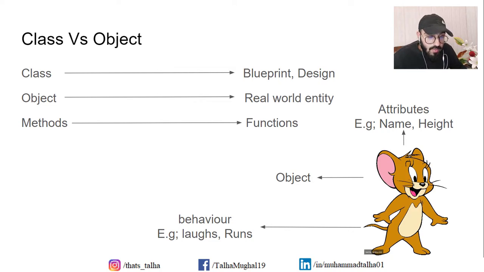Now based on these variables and based on this data, this Jerry will do something. For example, it will laugh, it will run, it will jump, or it will do something else. Now that action is called behavior, and to perform that behavior we will use something called methods, and those methods are simply nothing else but functions.